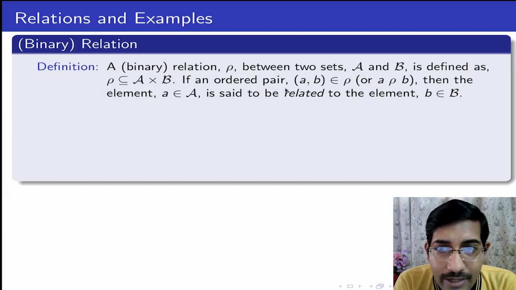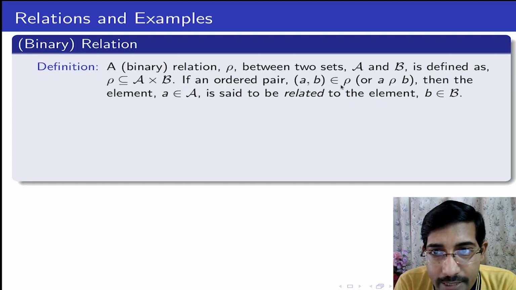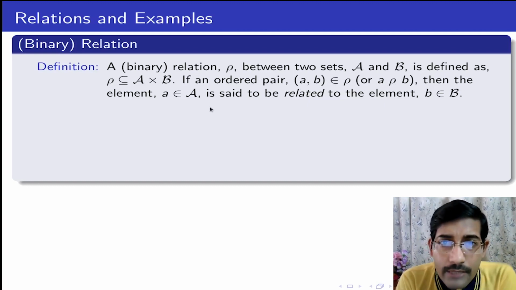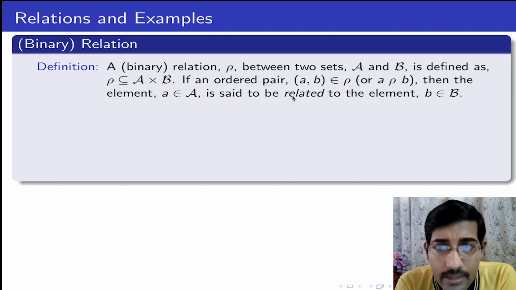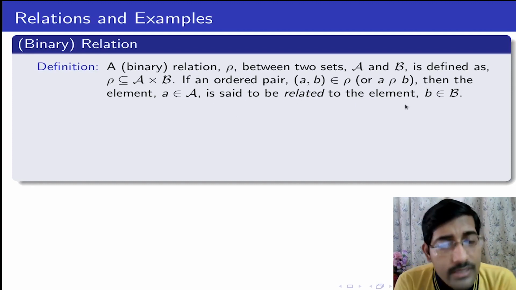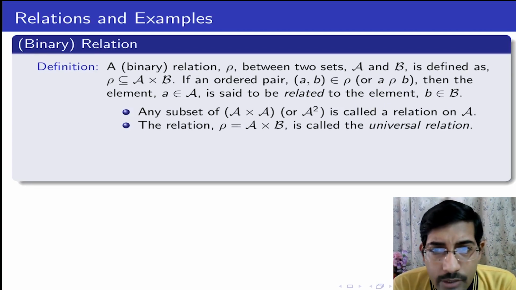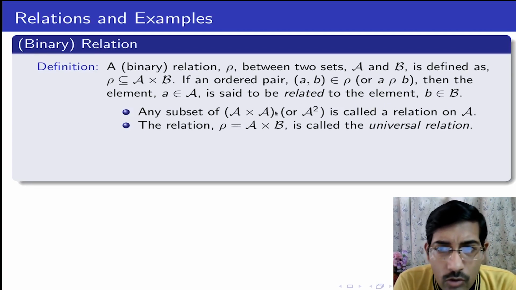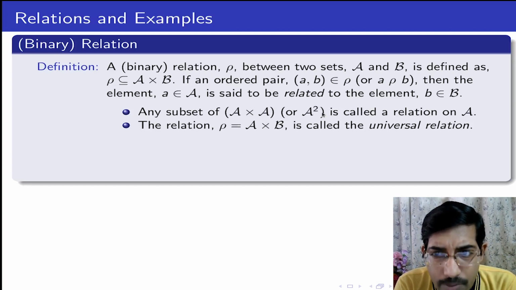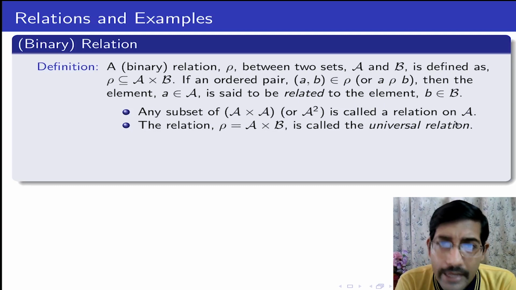We call it an ordered pair. (A, B) belongs to rho means that A is related by relation rho to B, and we also write A rho B. Both are used equivalently as per notation. Then the element A in set A is said to be related to the element B in set B. Any subset of A cross A, which we can also call A square as per notation, is a relation over A.